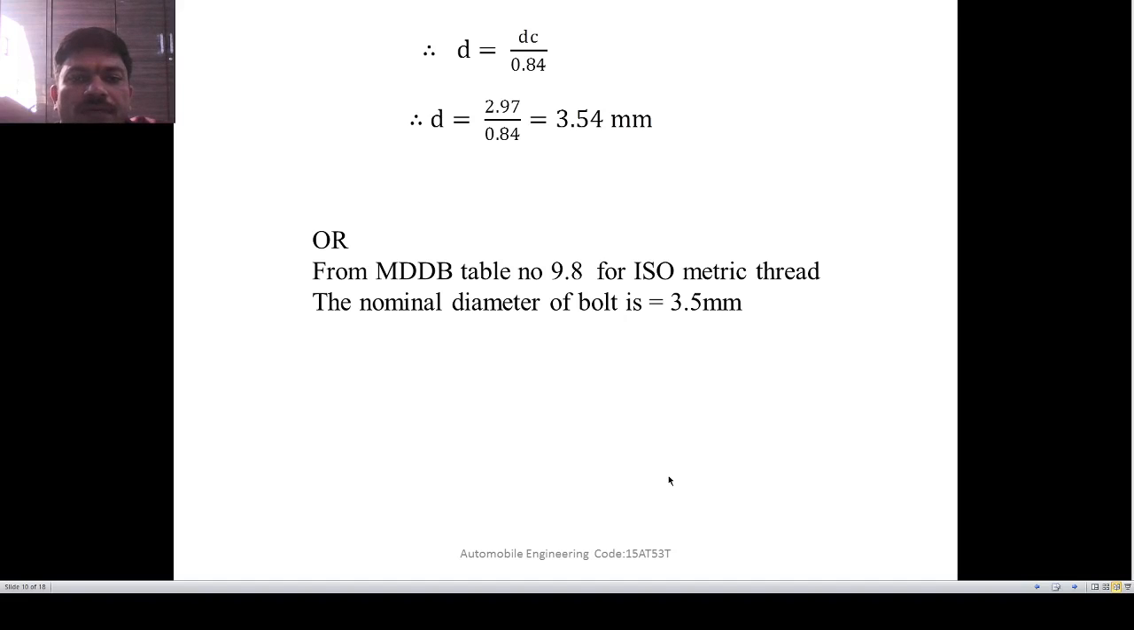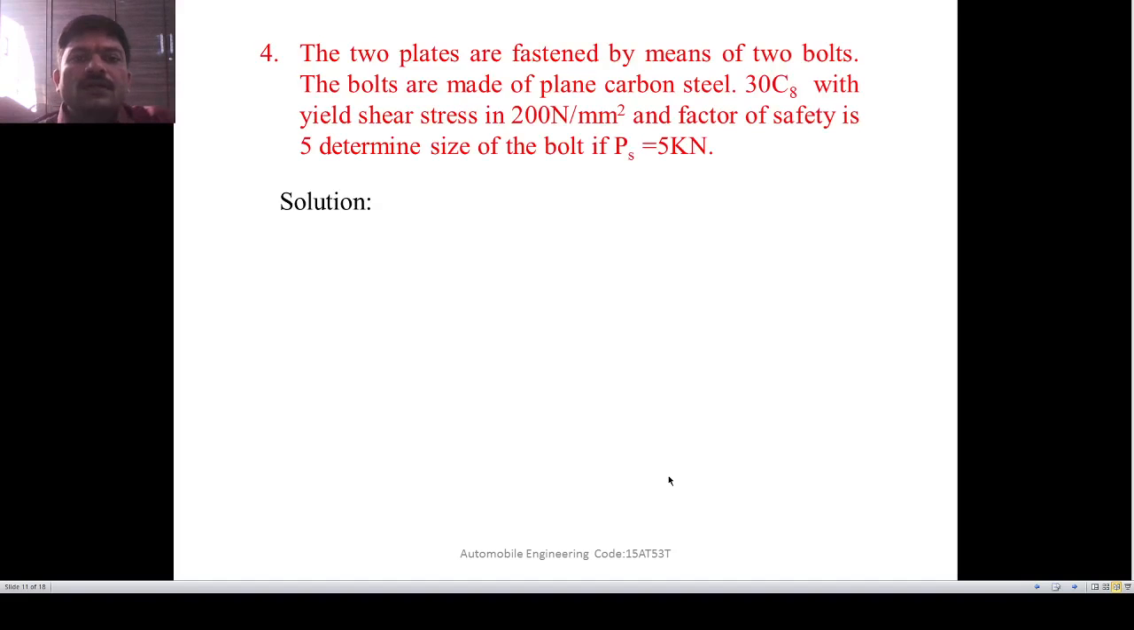So let us take down. The two plates are fastened by means of two bolts. The bolts are made of plain carbon steel 30C8 with yield shear stress of 200 Newton per mm square, and the factor of safety is 5. Determine the size of the bolt if PS is equal to 5 kN as given.